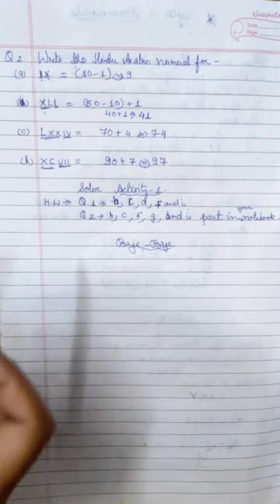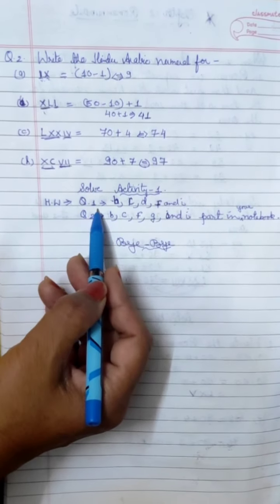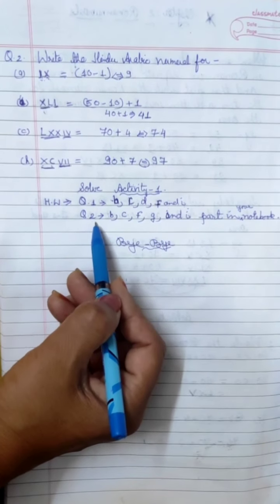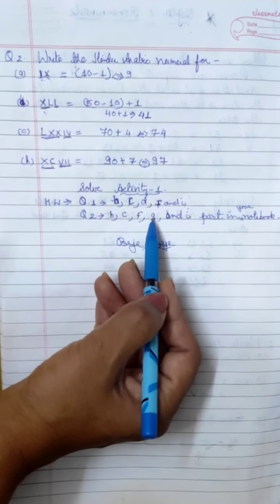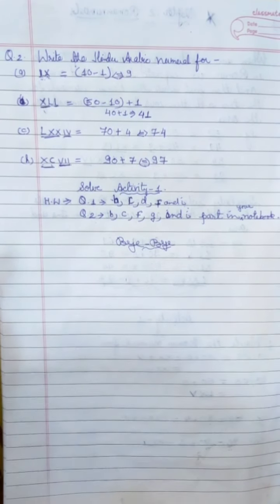XCVII. This is your homework. Solve Activity 1, question number 1, parts B, C, D, F and I, and in question number 2, parts B, C, F, G and I in your notebook.